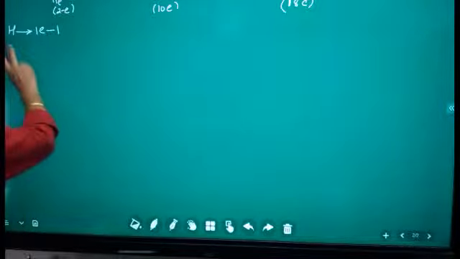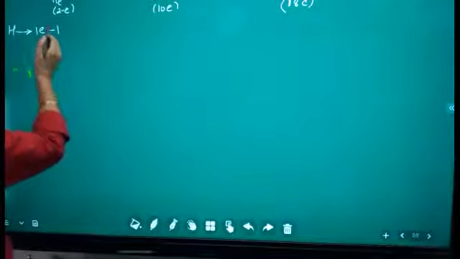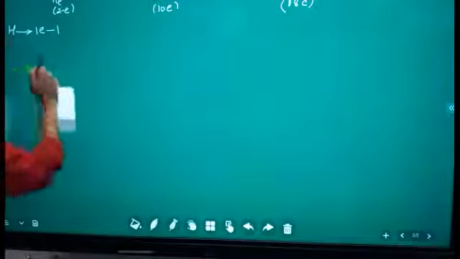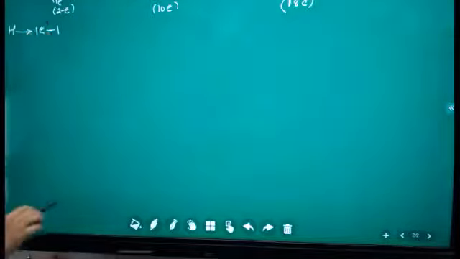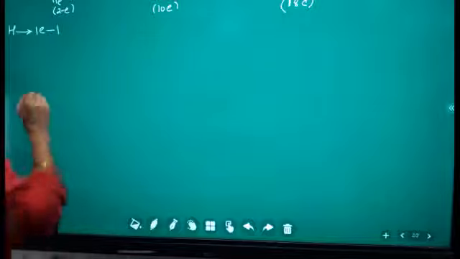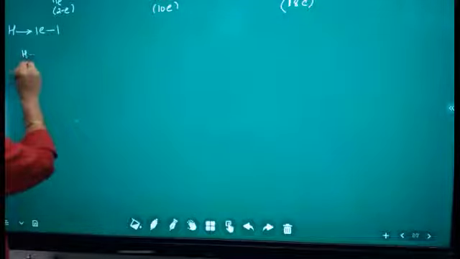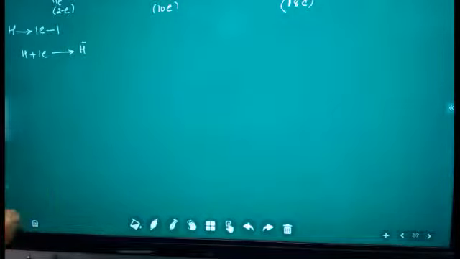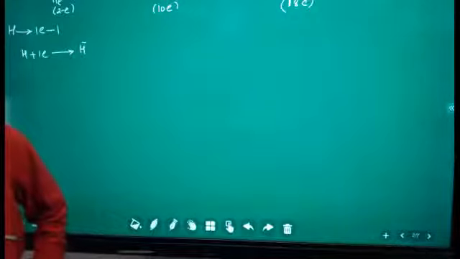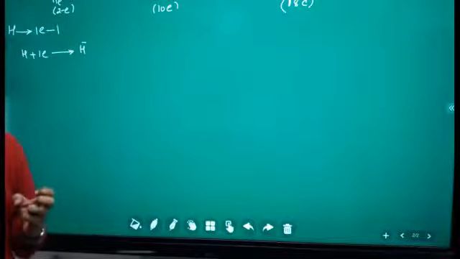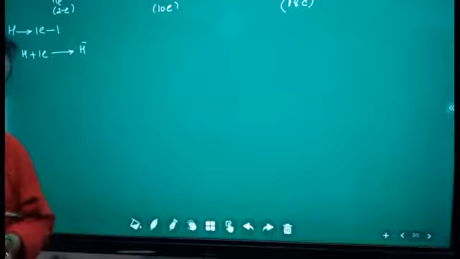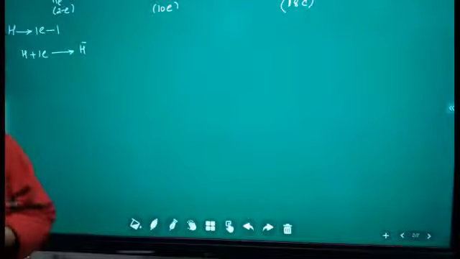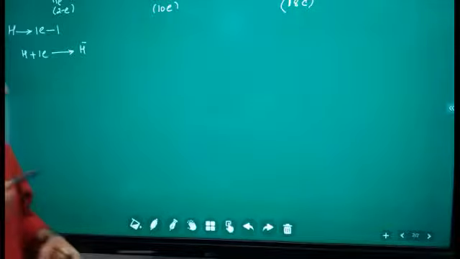Suppose hydrogen has 1 electron. If hydrogen gets 1 electron, it will have 2 electrons, the same as helium. So hydrogen will get 1 electron and become minus. There is one simple explanation: if an element gains electrons, the charge will be minus, and if an element loses electrons, the charge will become plus. I am writing it over here.